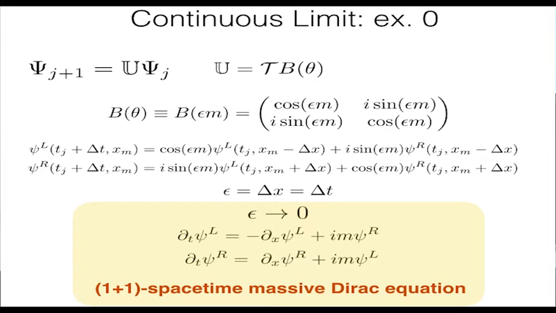So we can see that our theta is in some sense related to our m, the mass of the particle. It's not surprising, because just before I said that theta represents a sort of coupling effect between two components, and the mass is exactly that. It's a coupling term between the two components.